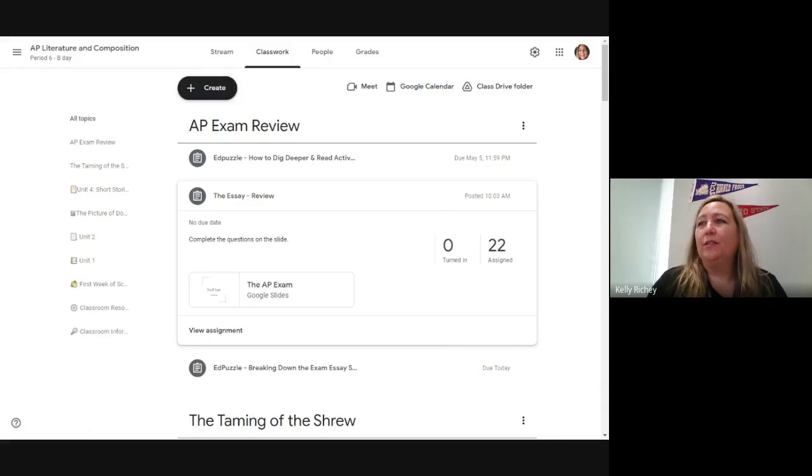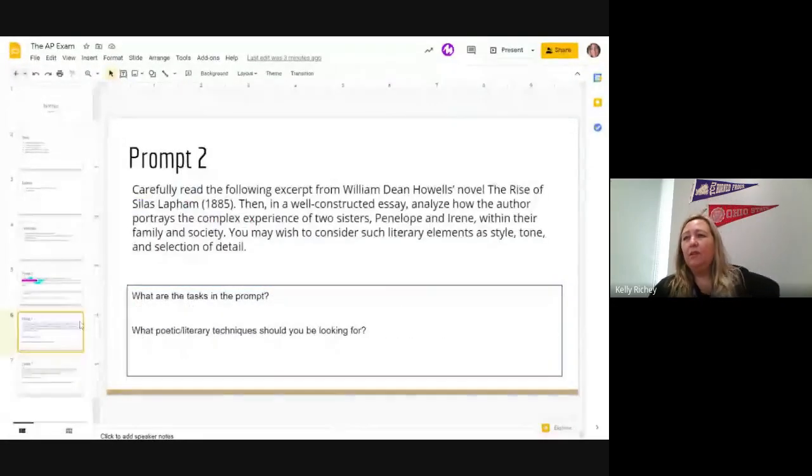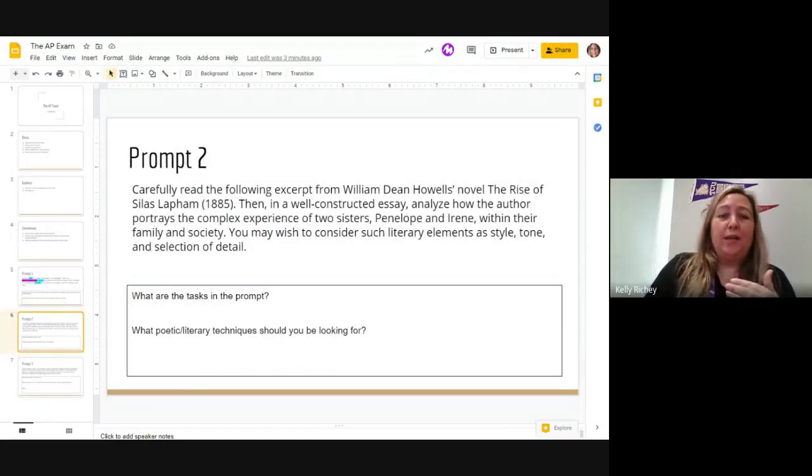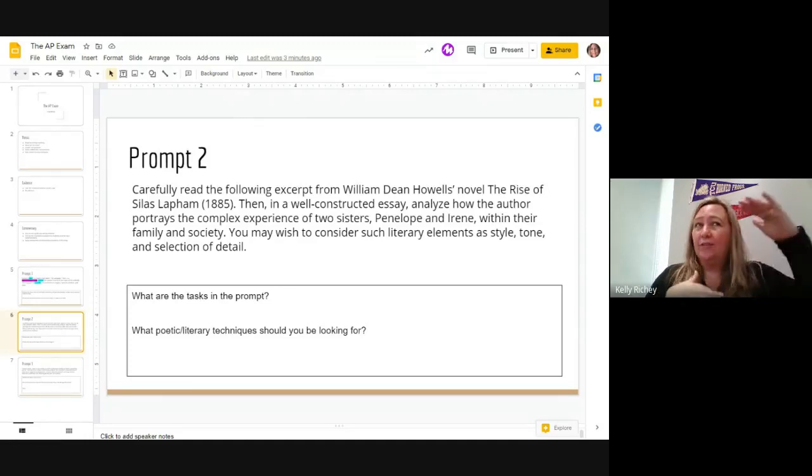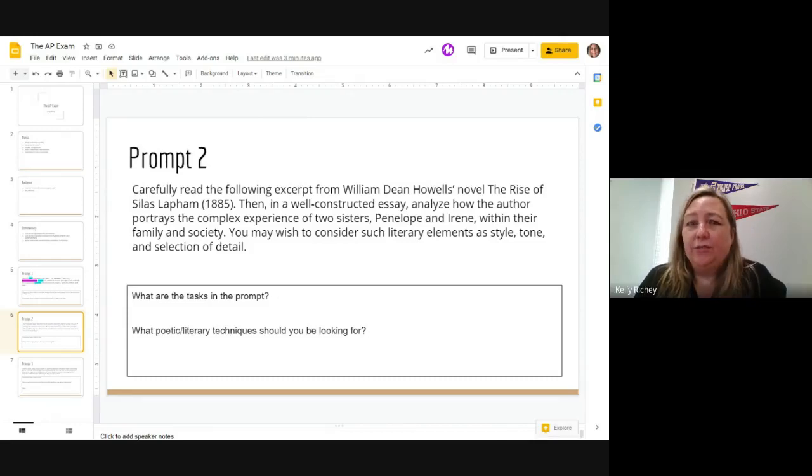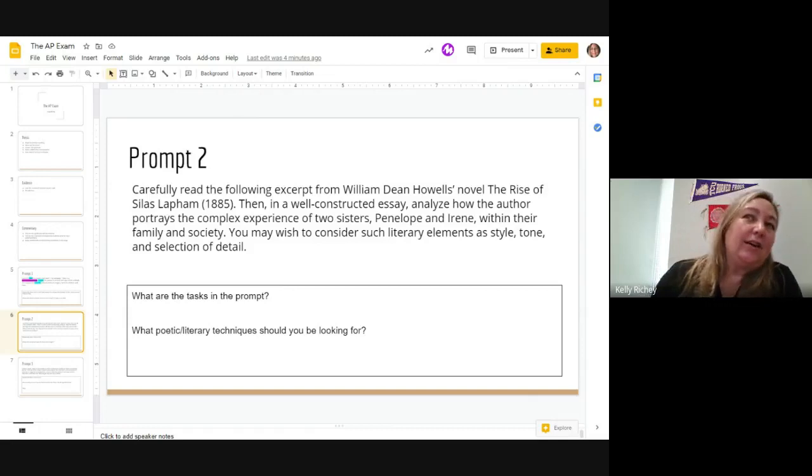Okay, let's go ahead and move on to slide 6. This is prompt 2. This one would be about a section from a short story or a novel, okay? They're just going to give you a small page and they're probably going to ask you about character. Carefully read the following excerpt from William Dean Howells's novel, The Rise of Silas Lapham. Then in a well-constructed essay, analyze how the author portrays the complex experience of two sisters, Penelope and Irene, within their family and society. You may wish to consider such literary elements as style, tone, and selection of detail.